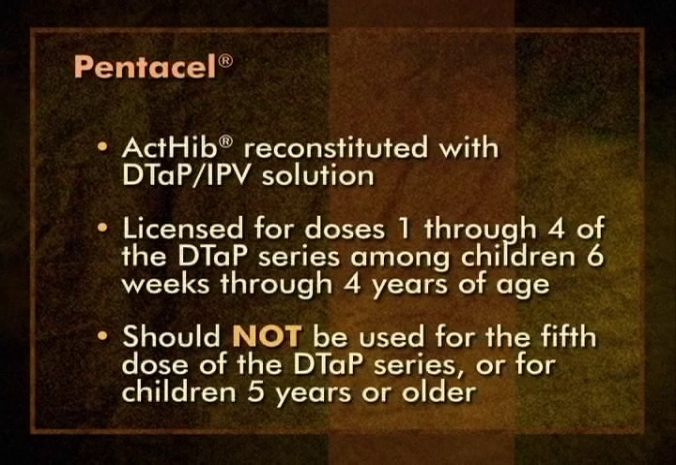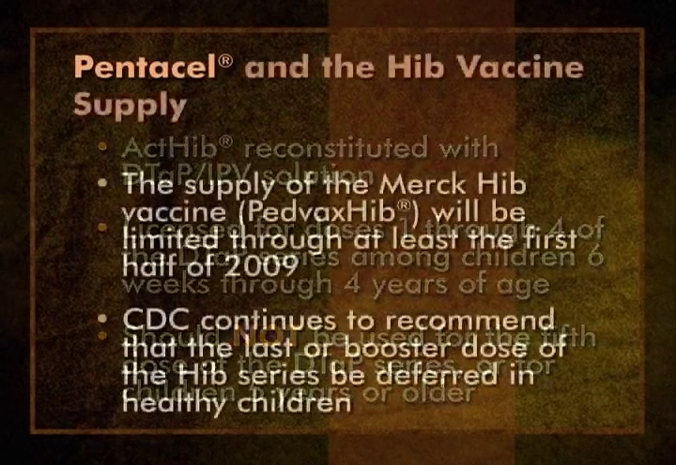Pentacel is a Sanofi Pasteur vaccine that contains lyophilized ActHIB that is reconstituted with a liquid DTaP-IPV solution. Pentacel is licensed by FDA for doses 1 through 4 of the DTaP series among children 6 weeks through 4 years of age. Pentacel should not be used for the fifth dose of the DTaP series or for children 5 years or older. We discuss the Pentacel schedule in more detail in the DTaP segment of the program.